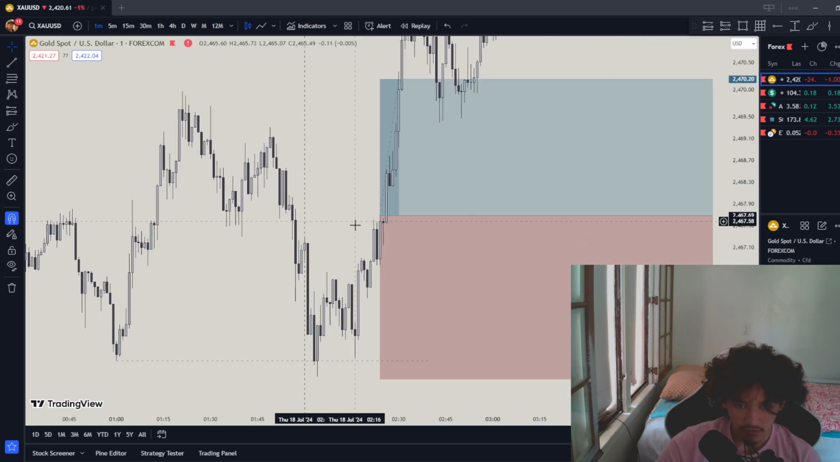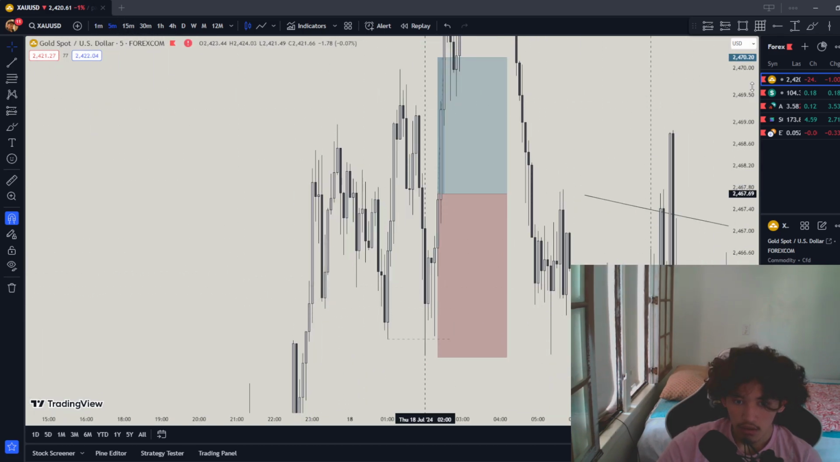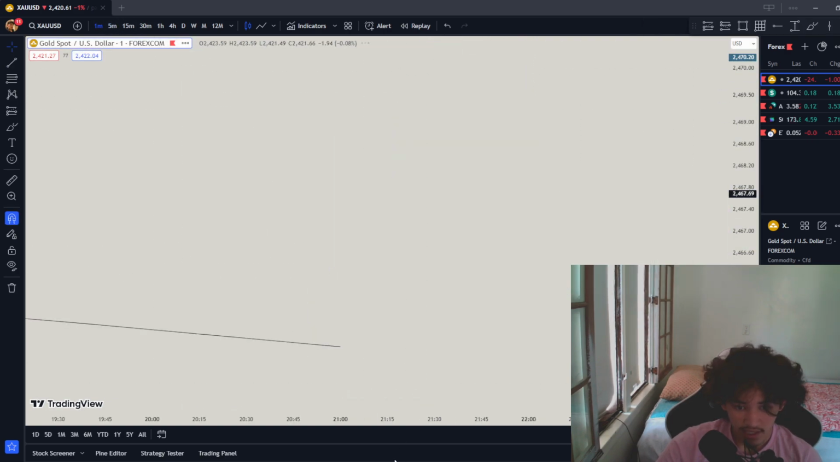I was looking for SC confirmation. When we tested the 5 minute order block, I was looking for an entry. What was the 5 minute order block? Which was right over here, right? I was looking for an entry to get in from this. I do not know why I entered so late. Next time, just take action.